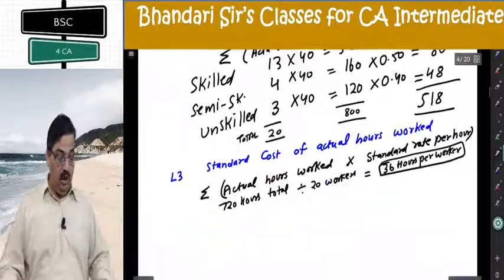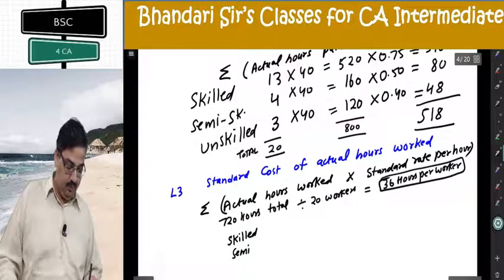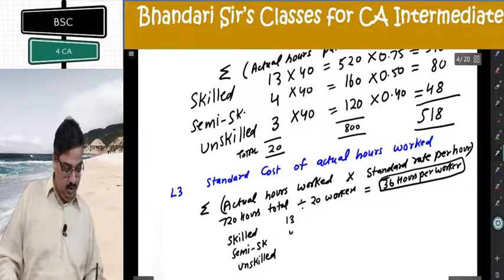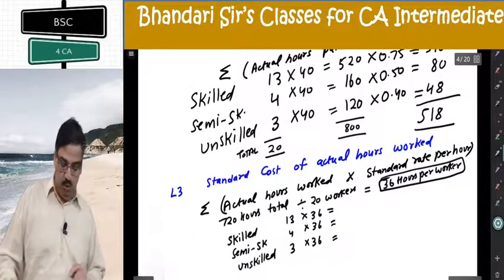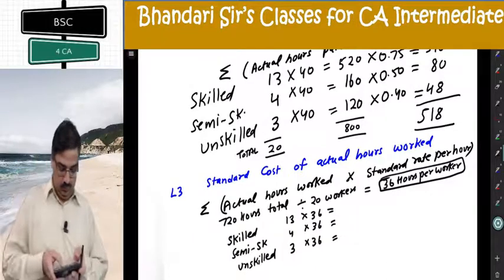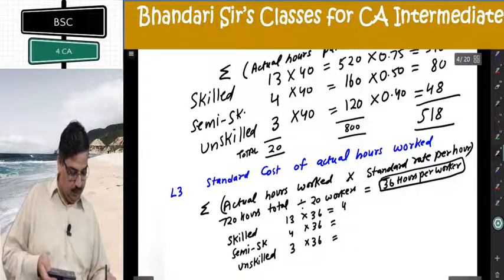So now I do the computation as in the earlier question. Skilled, semi-skilled, unskilled. 13 multiplied by 36 each is equal to 468.